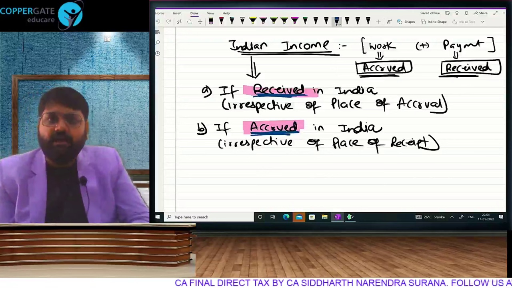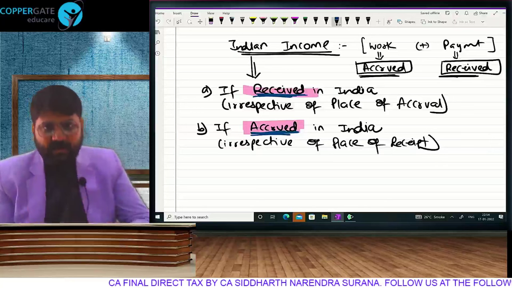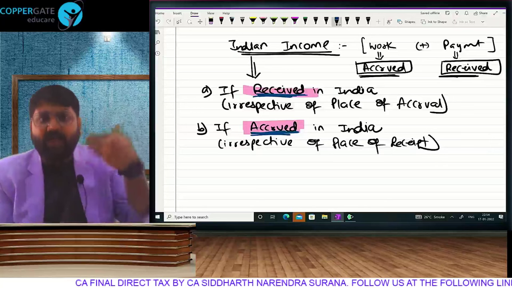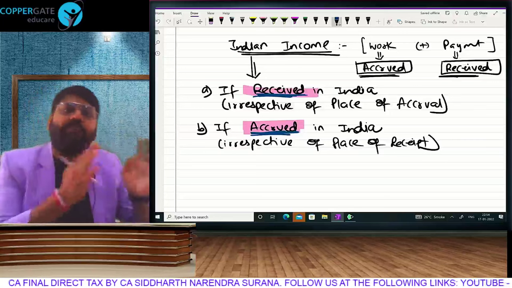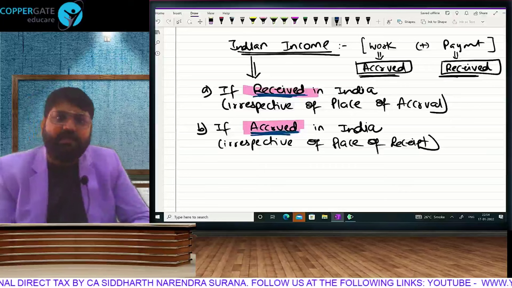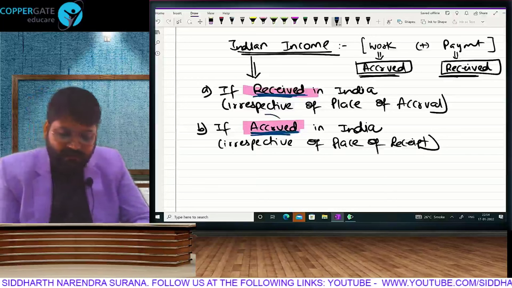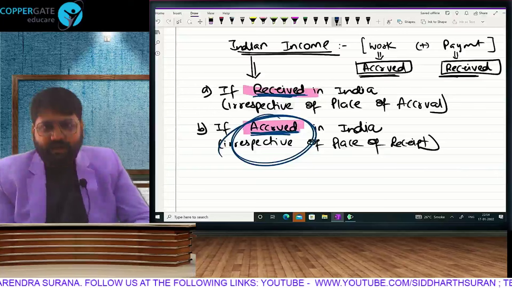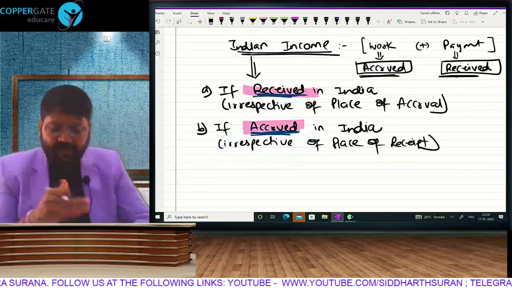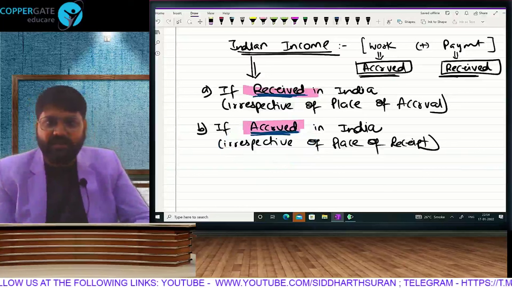Second, I am working in India. I worked in India and then I went abroad. I received my money over there. So, income accrued in India, but I got my payment outside India. In America, I got my payment. Is it Indian income? Yes, because any one of the two things happens in India, it will be treated as Indian income. Again, can I say I have to pay tax irrespective of my residential status? Everybody has to pay tax on income that has accrued in India.